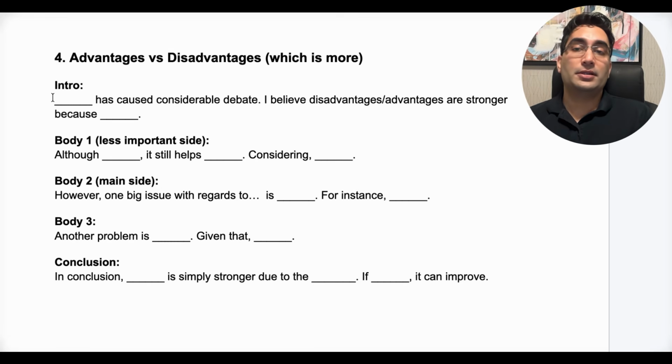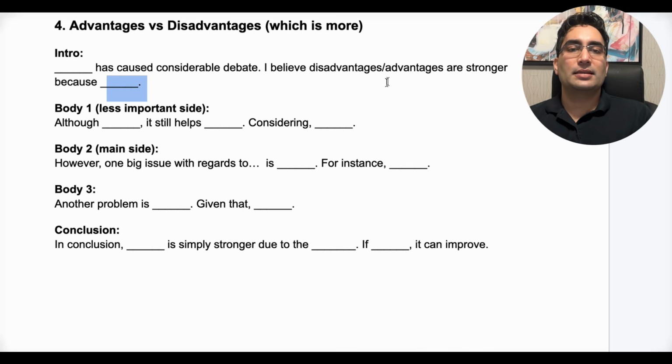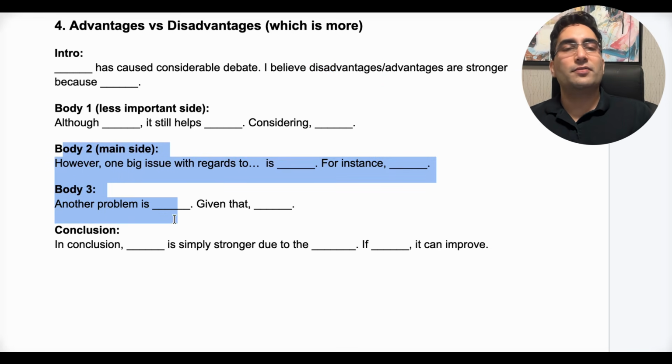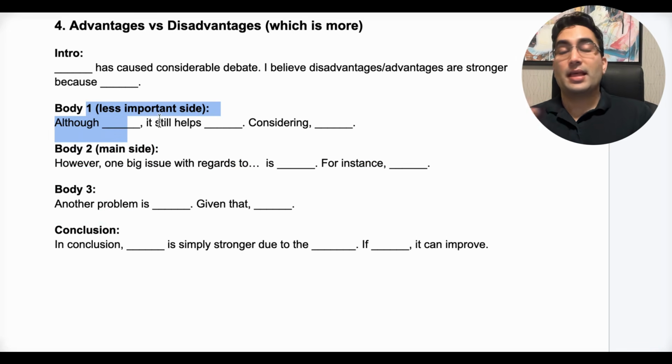So first, you're going to start with a general sentence. Something, whatever the topic is, has caused considerable debate. So you rephrase the question. Now you give your opinion. You say, I believe the disadvantages or the advantages are stronger because, and here you give brief reasons. Now let's say you said that something is disadvantageous, like that was your opinion, it has more cons than pros. So because you're focusing on disadvantages, you want to give 2 bodies to disadvantages and just 1 body to the advantages, because that is your opinion.